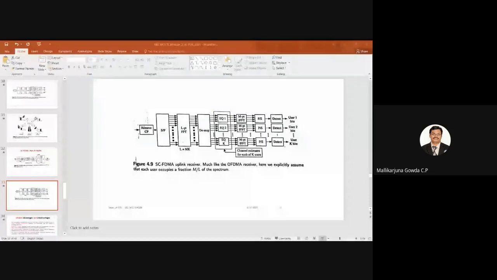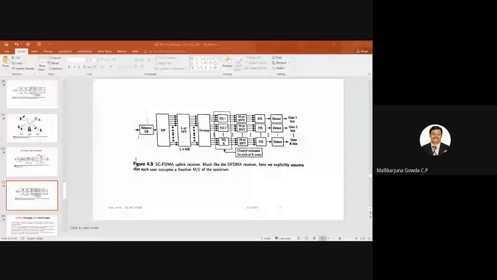See, the first block is remove cyclic prefix, then do the serial to parallel converter. I do L point FFT. Of course, maybe in the previous slide it is written M point FFT. Here, what is L? L is equal to MK. Okay. And then demapping.